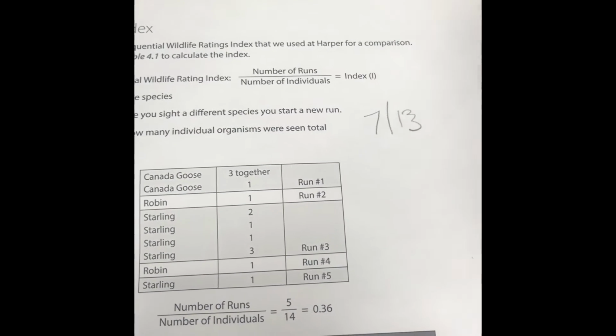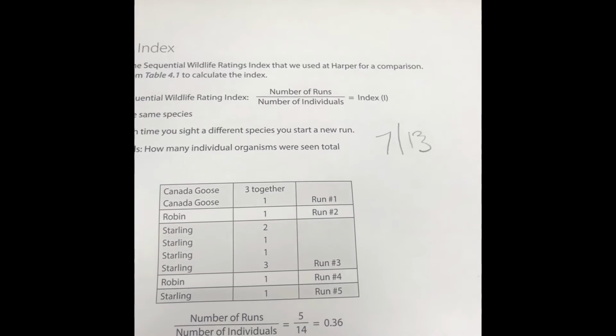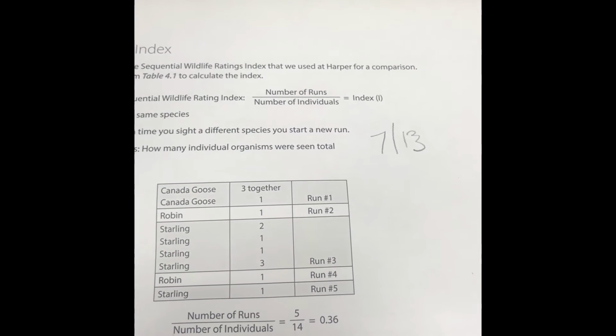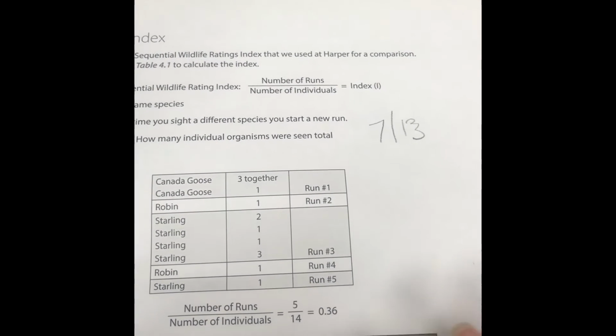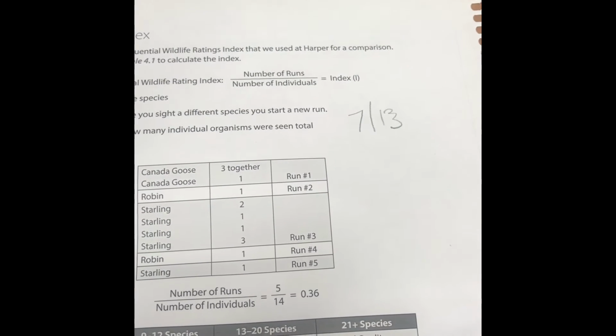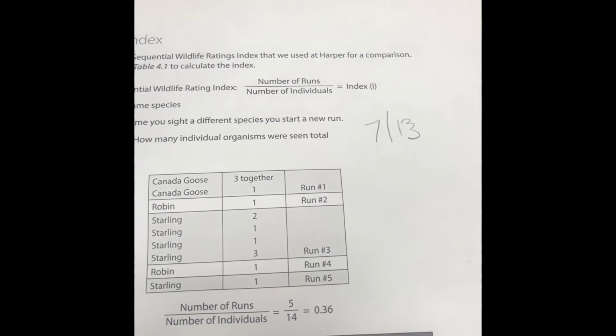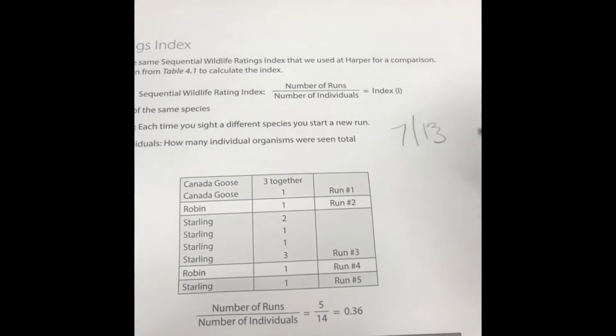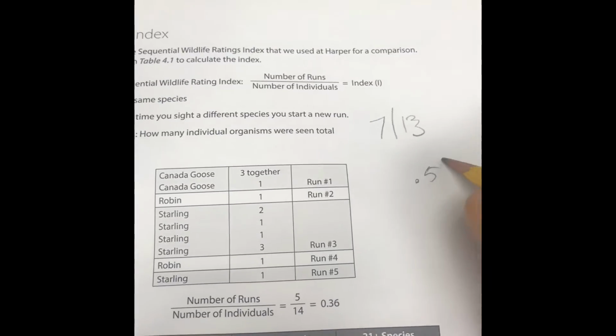Ooh, that was a really funny looking 3. My apologies, everybody. I don't know why it turned out so horrible. All right, so 7 out of 13 is our wildlife rating, and if I do the calculation on that real quick, it's about a 0.53.